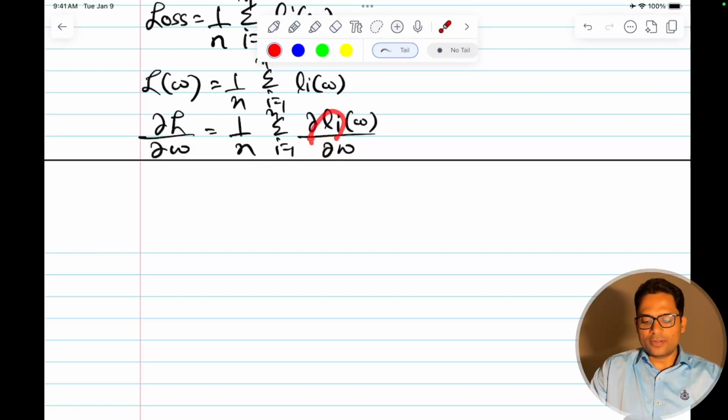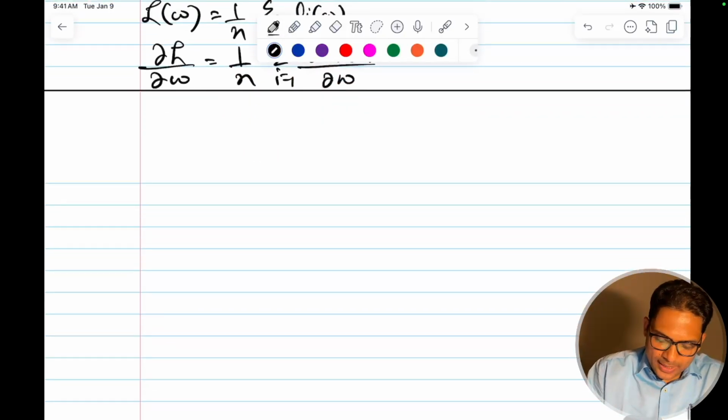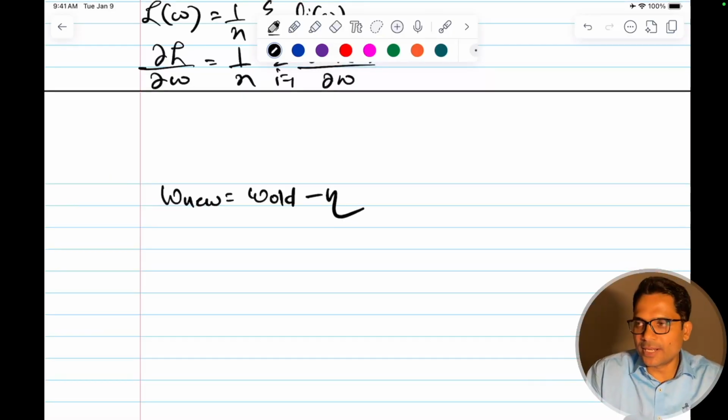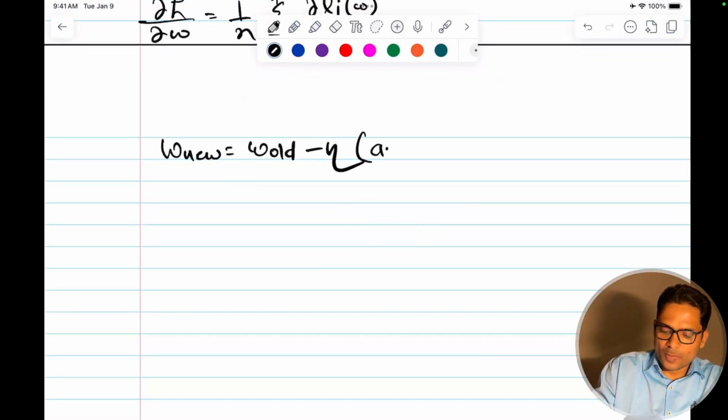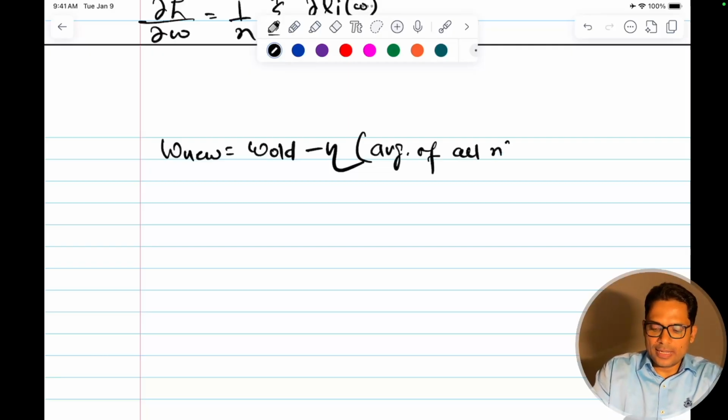This is for one point, this is the loss, and this is the derivative of the loss with respect to weight for one data point, and this is the average of all. Okay, so how do we write? So this means your w new is equal to w old. Now I'll bring the minus outside. I'll write minus eta times the average of all n gradients for all the loss.